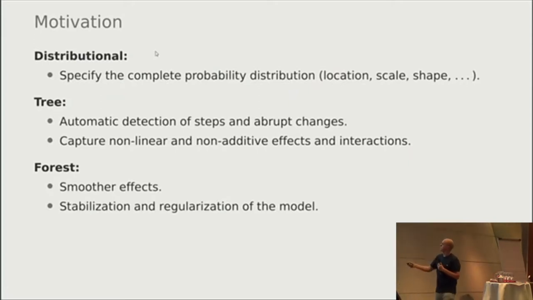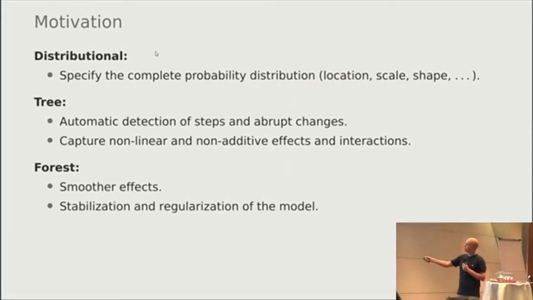So the goal, I think I already mentioned in the beginning, we want to model the entire probability distribution. We want to leverage the tree and then the random forests to not stick to pre-specified functions with pre-specified influences, because if I fit a GAMLSS model, I need to say which variable enters my model, which variables should interact, and how smooth the functions need to be, or how flexible they may be, and so on.